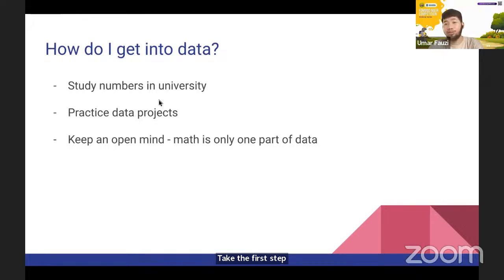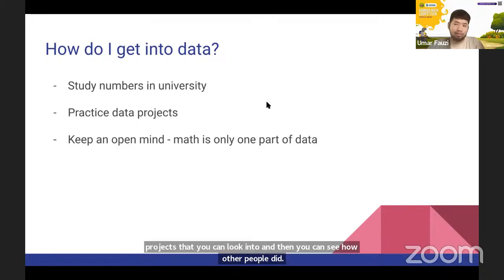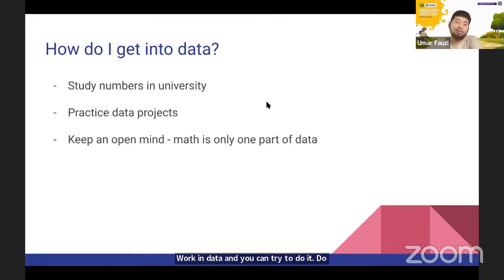And then the second, if you want to go even further, you could practice data projects. We have something called Kaggle, kaggle.com, right? They have lots of data sets that you can make projects with. There are also lots of projects you can look into, and you can see how other people worked with data. You can try to do the same, practice, and learn from there.